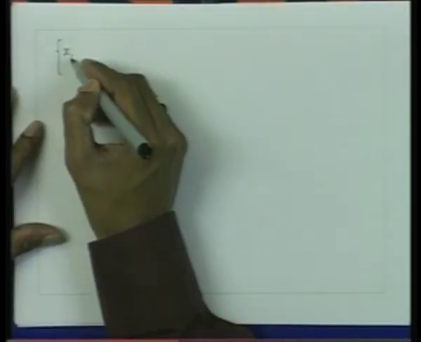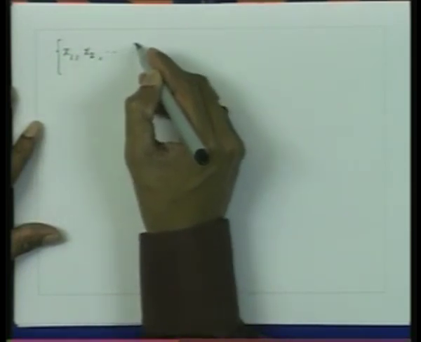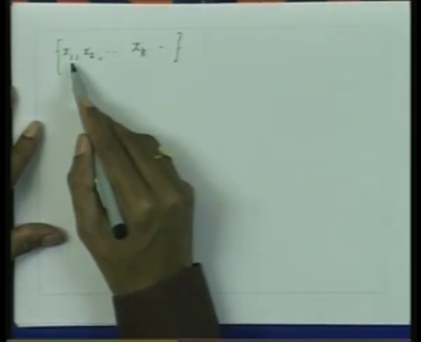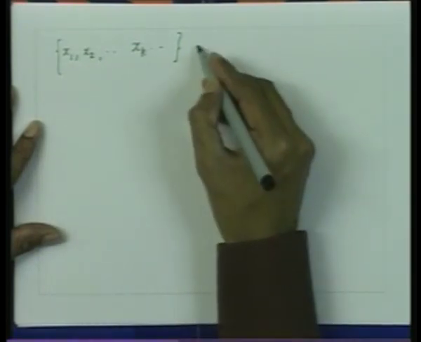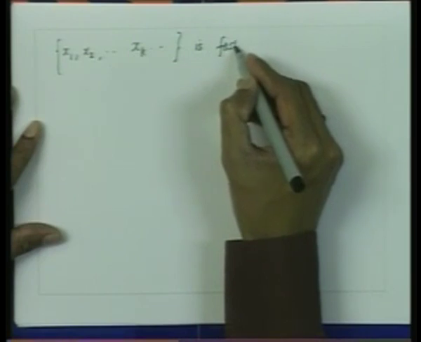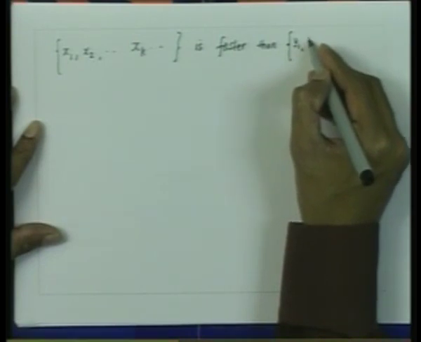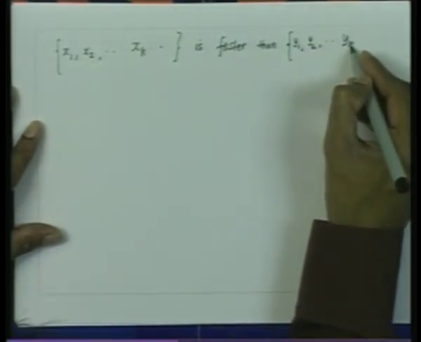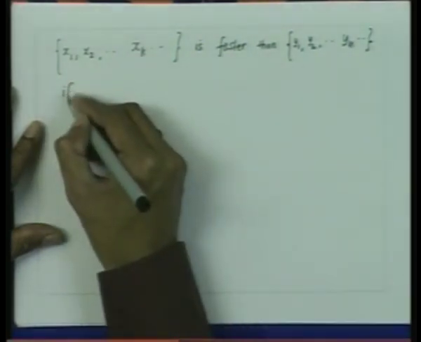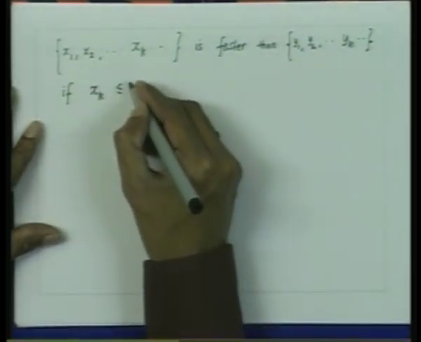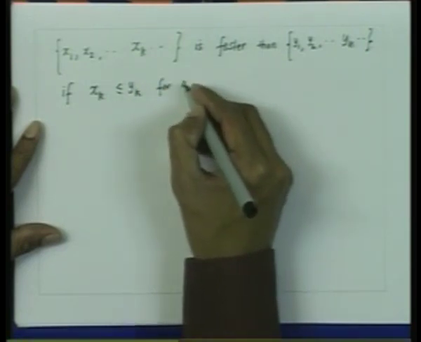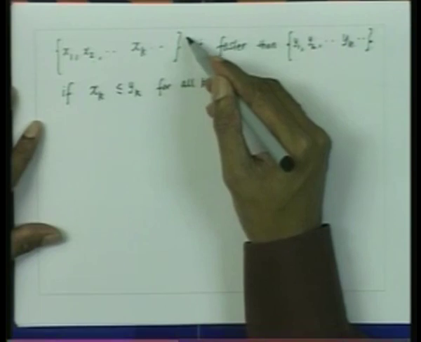So now what is the fastest sequence of cells? I say that a sequence of cells denoted by x1, x2, and so on to xk, where x1, x2, xk denote the arrival times, is faster than another sequence y, which has arrival times y1, y2, and so on to yk, if xk is less than or equal to yk for all k. Then I say that this sequence is fastest.